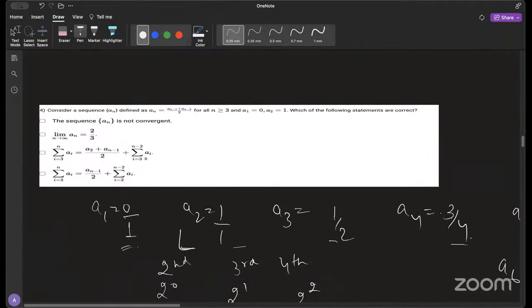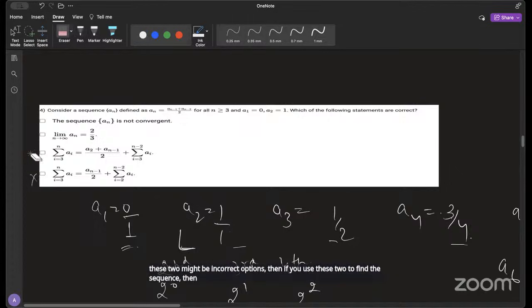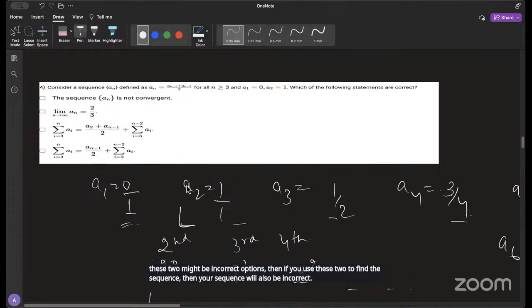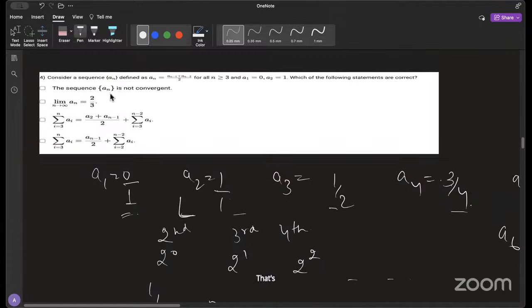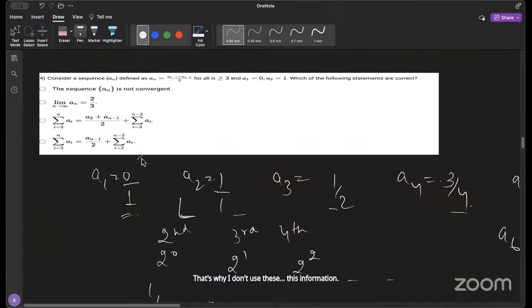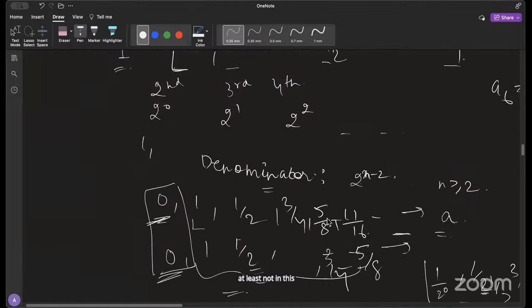Someone suggested that why don't we just make use of these two options to find the sequence? To find the sequence in general form, you can't use these two because you don't know if they are correct or not, right? These two might be incorrect options. Then if you use these two to find the sequence, your sequence will also be incorrect. That's why I don't use this information, at least not in this question, to find the sequence.